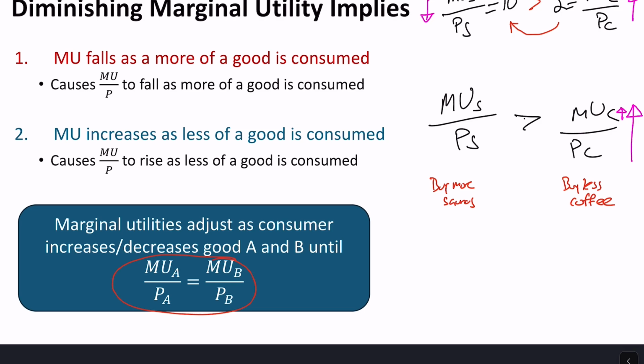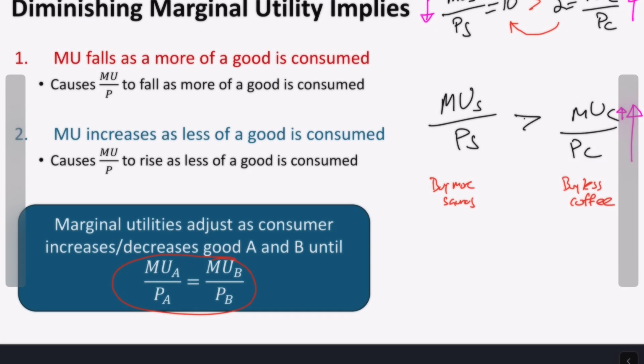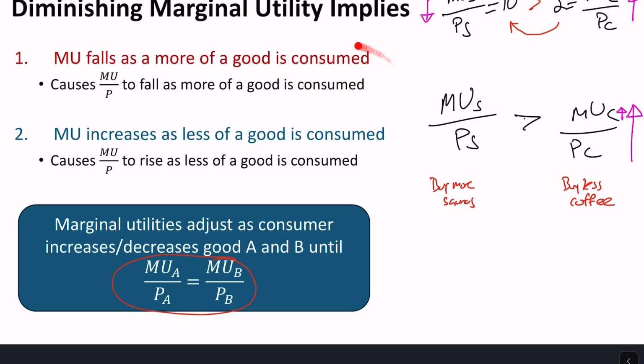And as we consume one more sauna, diminishing marginal utility says that the marginal utility falls, and that's causing the marginal utility over price to fall as well. And so the way that works is as we consume more saunas, that numerator goes down, meaning that whole left-hand side goes down. So the higher side that we started with is getting smaller and smaller as we buy more saunas. The right-hand side that started with a lower marginal utility per dollar is going to go up, up, up as we consume less coffee.